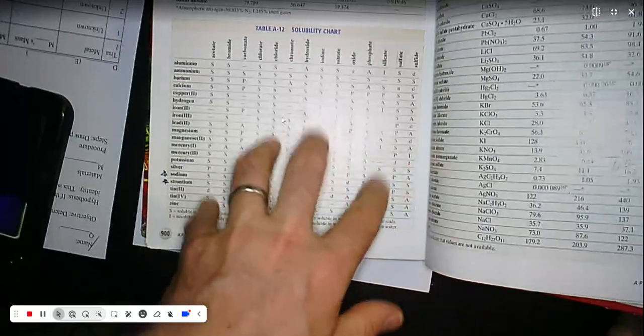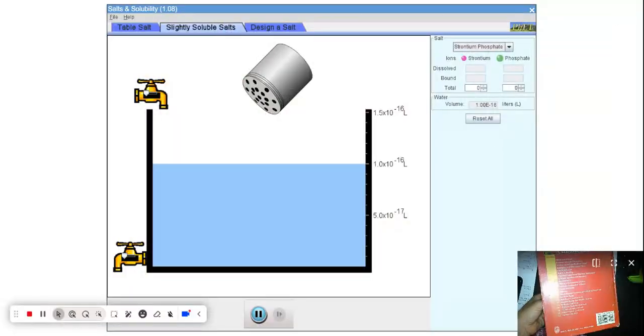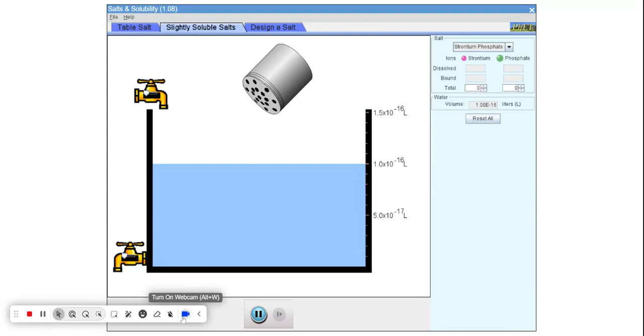Even though it says it's insoluble, it's a bit of a misrepresentation of the truth. We're going to use a PhET simulator, all right, to help us figure this out. I have that same thing. See, I've got strontium phosphate up here, all right?